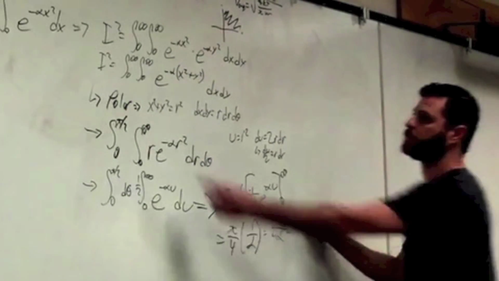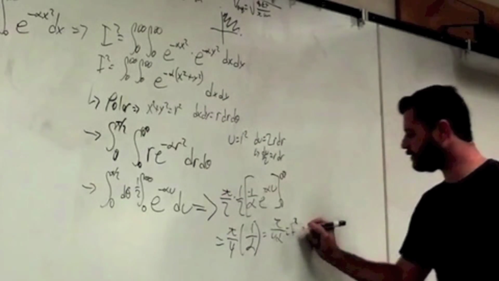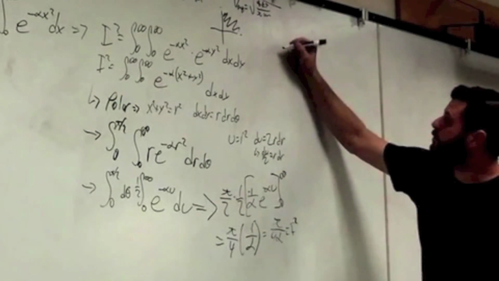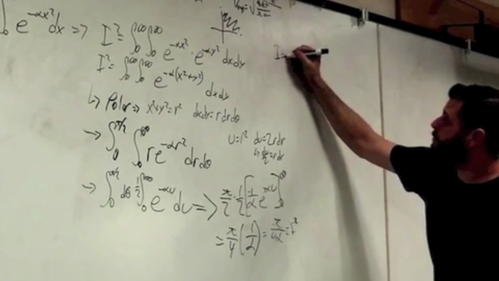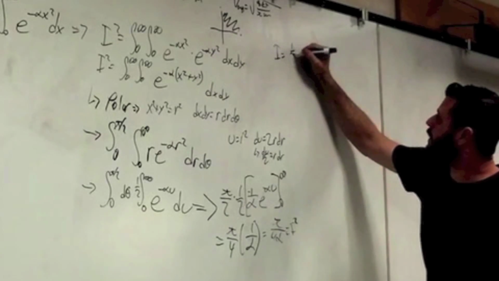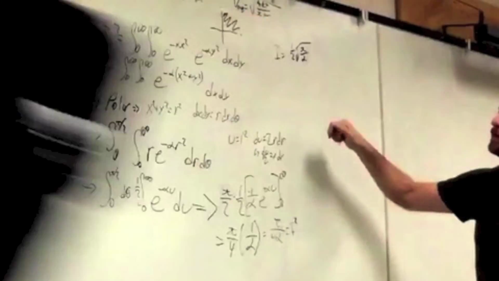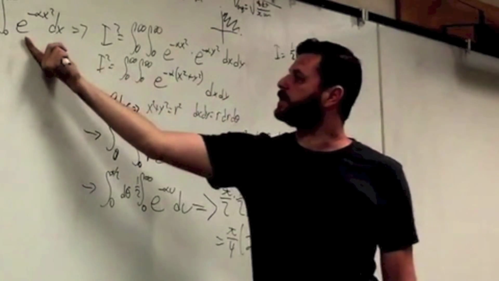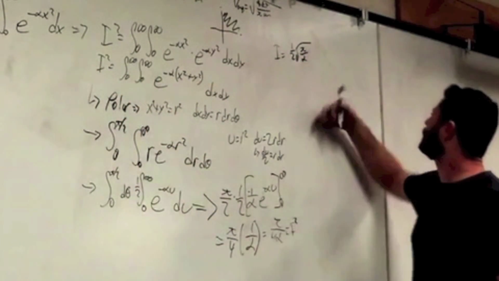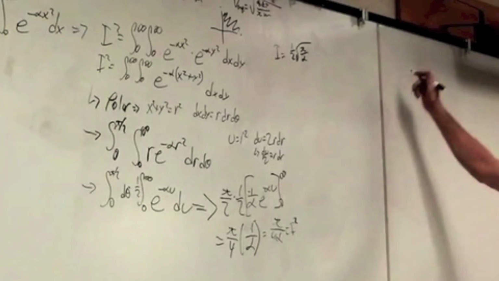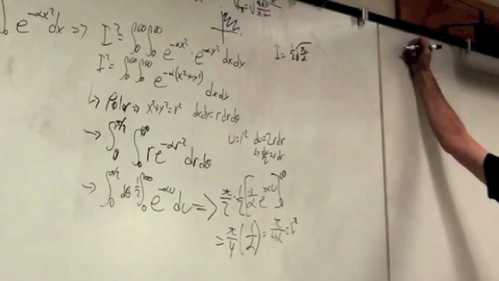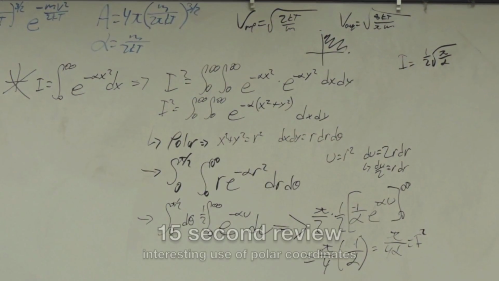Now remember, this equals I squared. So that means the integral would actually equal 1/2 square root of pi over alpha. And so that's going to come back to here, what this equals.